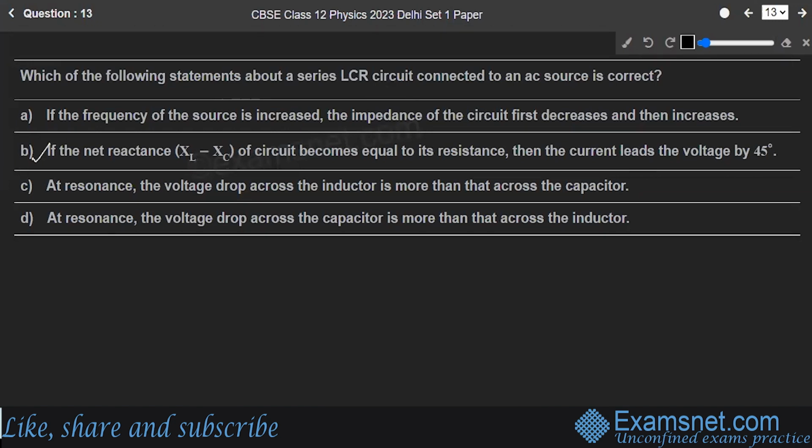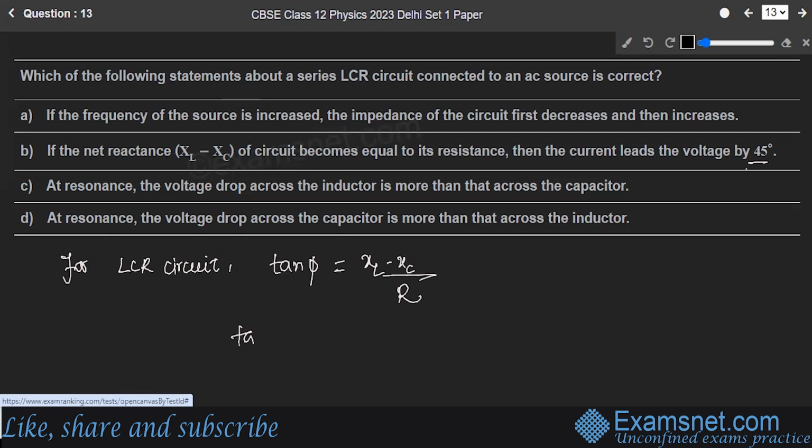If the net reactance XL minus XC of the circuit becomes equal to the resistance, then the current leads the voltage by 45 degrees. Let's try to understand why option B is the right answer. For an LCR circuit, tan of phi, that is the angle, is equal to XL minus XC upon R.